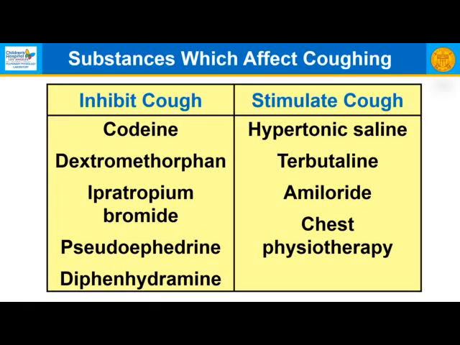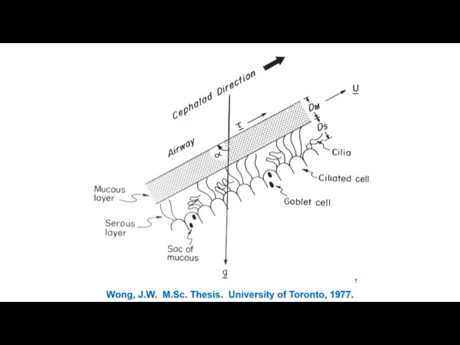Things that can inhibit a cough: codeine, dextromethorphan, ipratropium, other medications. Hypertonic saline certainly can stimulate a cough, as can terbutaline and chest physiotherapy. So in middle-sized airways, we have mucociliary clearance, which is the main thing that moves materials from the lung.